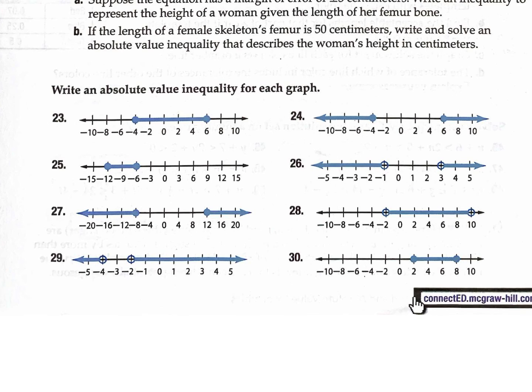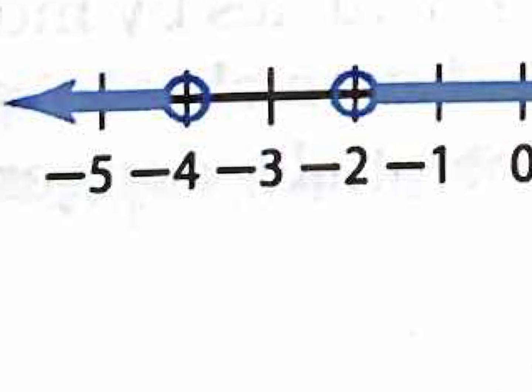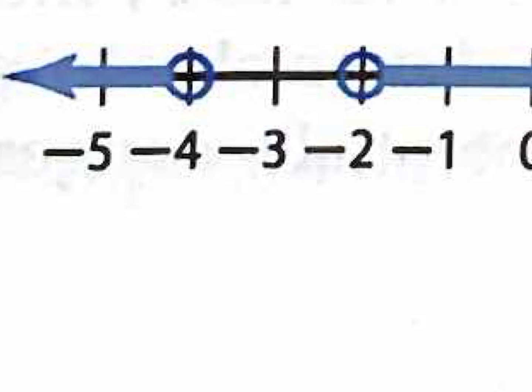Let's try a couple more here. Check it out. Let's do number 29 right here. Jot that down somewhere. They're open dots. It's going out away from each other. Now, keep in mind, what I want you to do is to write the absolute value inequality that would represent this. Now, if I just said write a compound inequality, yeah, you would put x is less than -4 or x is greater than -2.